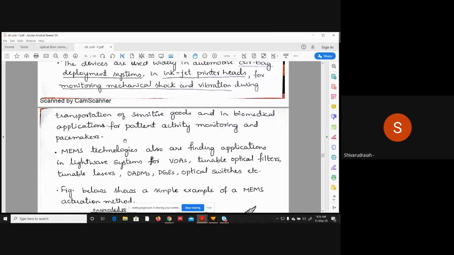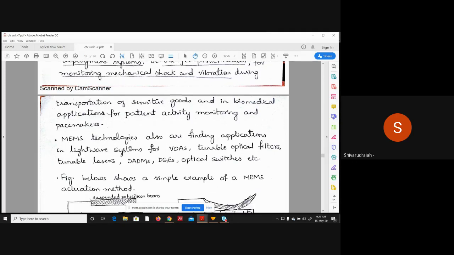Okay. And coming back to this MEMS technology, which is being adopted to construct our various active and passive devices, you can see MEMS technology is being adopted for construction of variable optical attenuators, tunable optical filters, tunable laser sources, optical add-drop multiplexers, dynamic gain equalizers, optical switches, cross connects, etc.